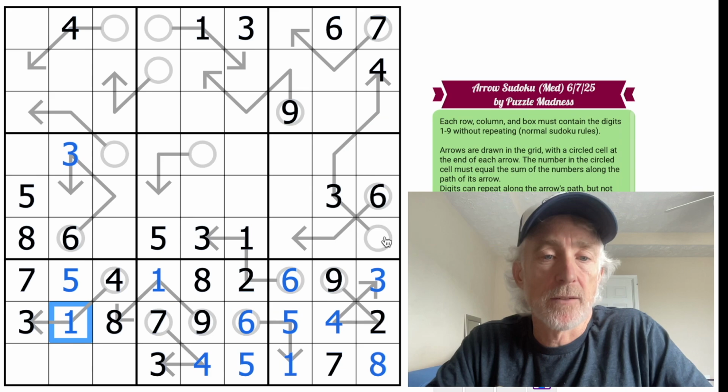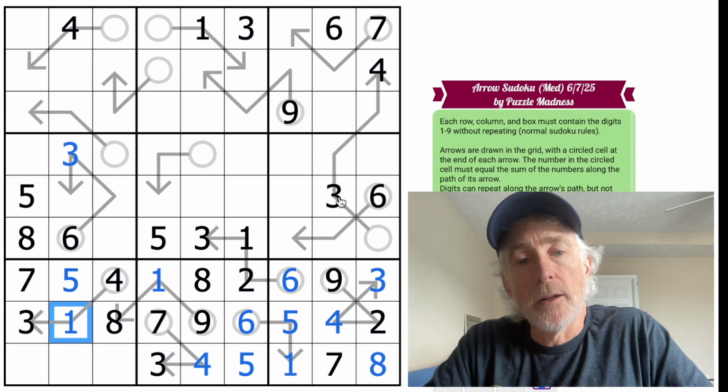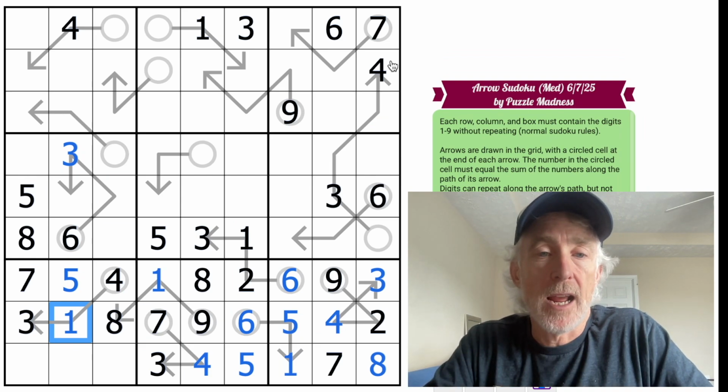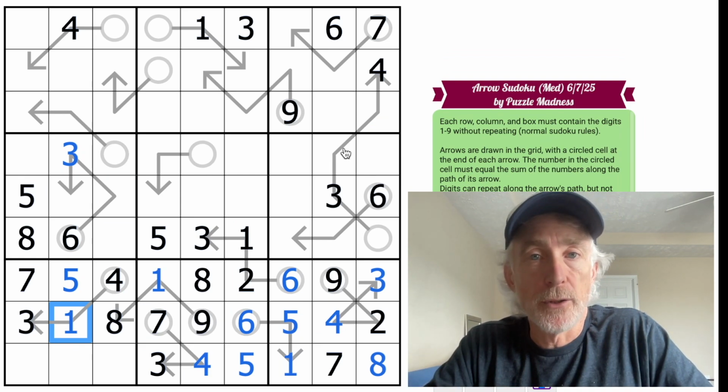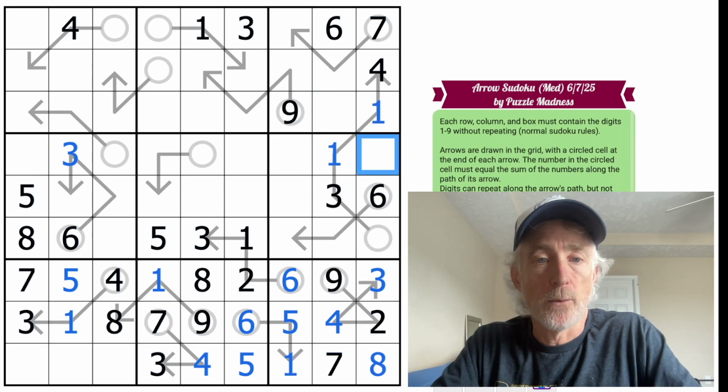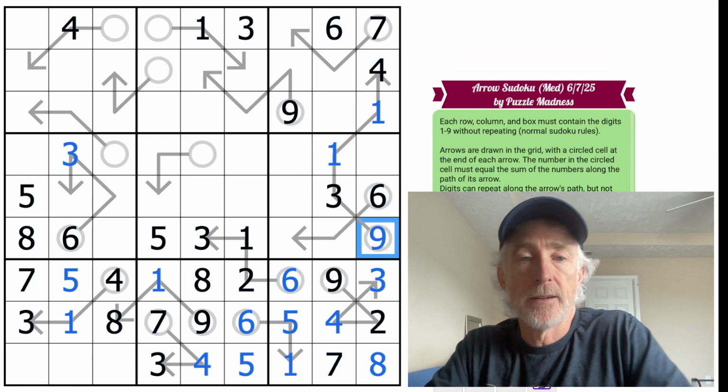Let's think about this right here, this circle. We already have 3 and 4 on there. That's already 7. So the most we can add between these two cells is 2. The only way to do that is to do 1 and 1. So that's a 1, that's a 1. That makes this a 9.